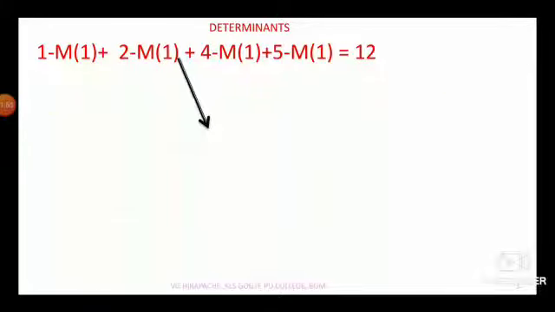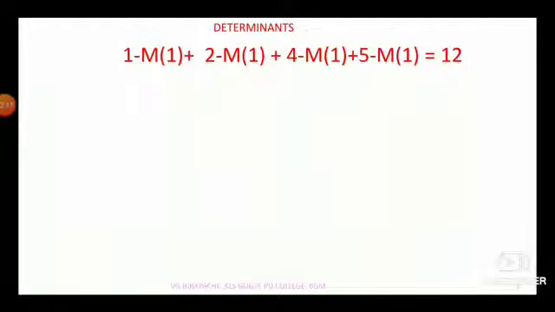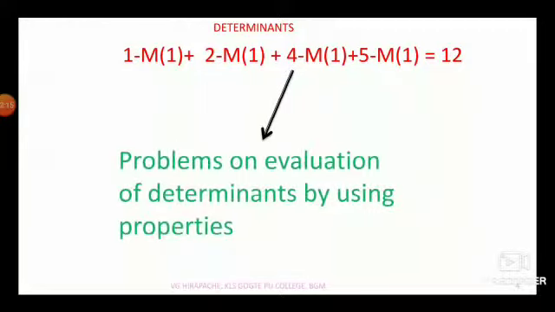2 mark question will be asked on the problems using determinants, that is finding the area of a triangle, equation of a line, and proving that the given points are collinear. The 4 mark question will be asked on the problems, that is evaluation of determinants by using properties.